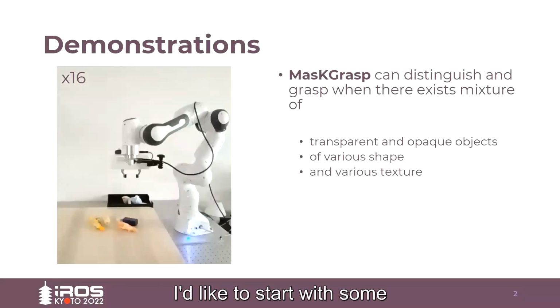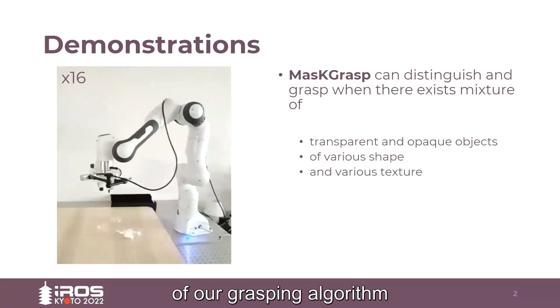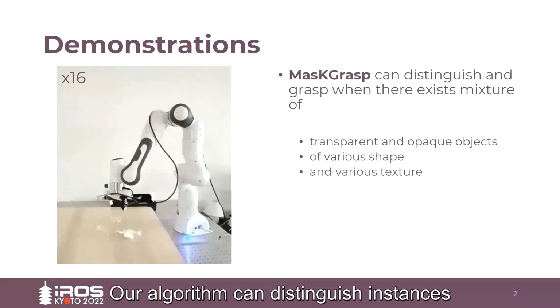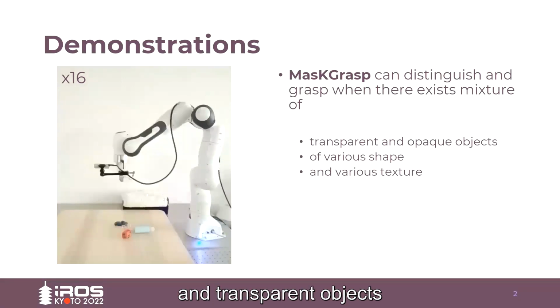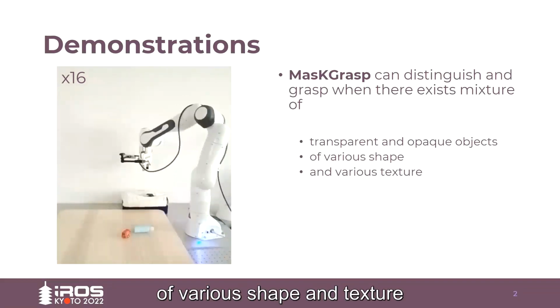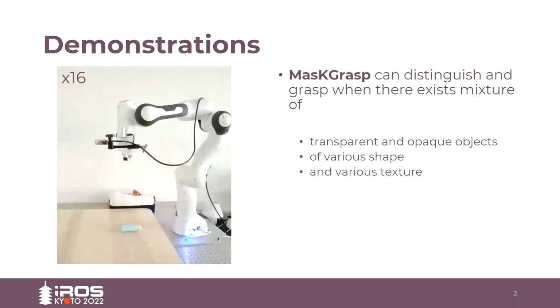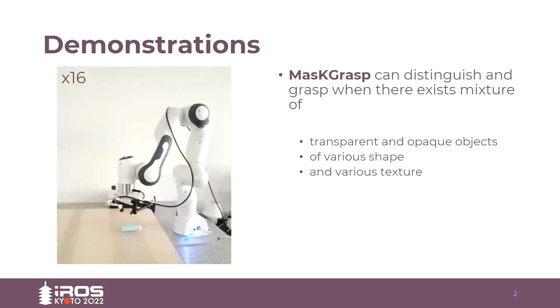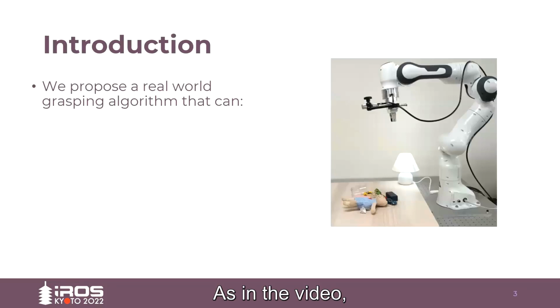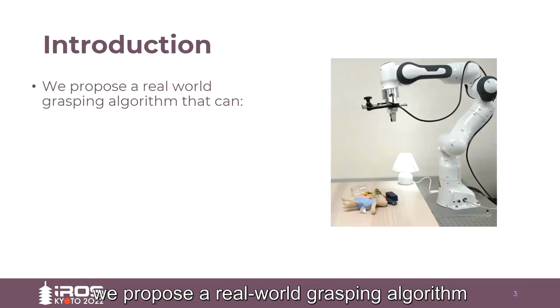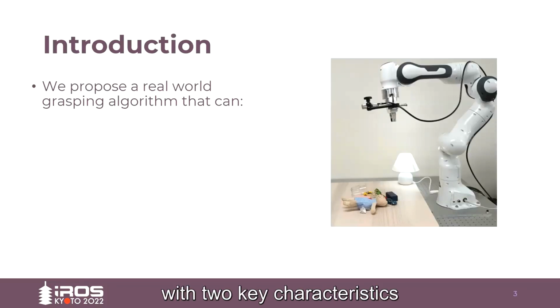I'd like to start with some demonstration videos of our grasping algorithm. Our algorithm can distinguish instances of both opaque objects and transparent objects, and grasp objects of various shape and texture. As in the video, we propose a real-world grasping algorithm with two key characteristics.